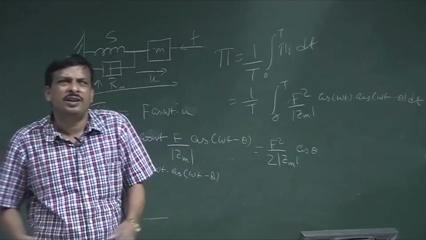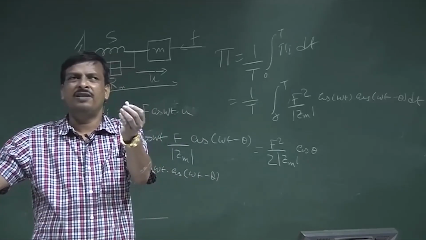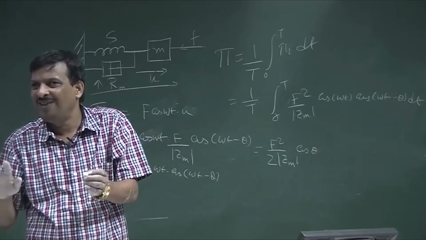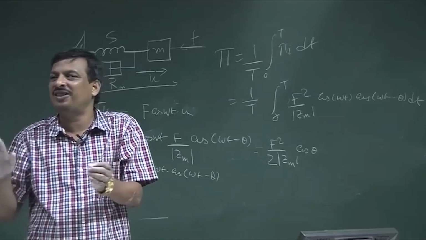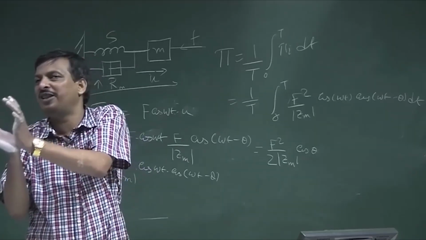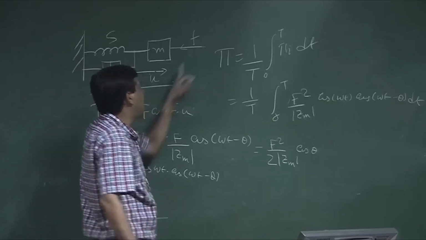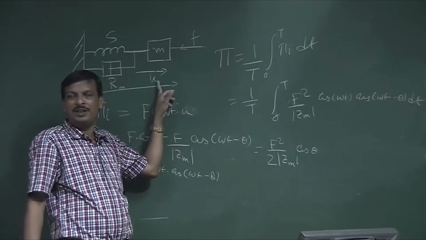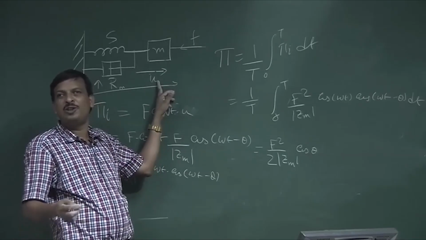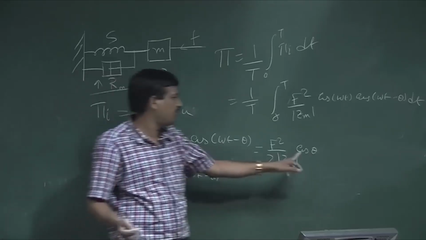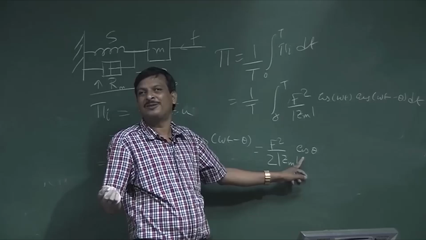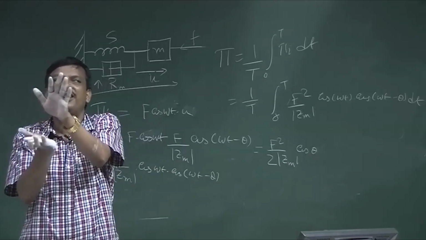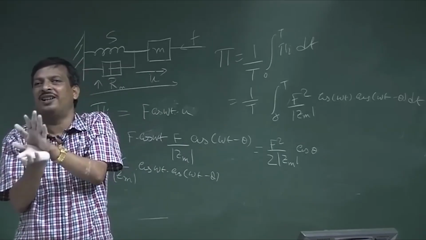Same as if I apply a voltage and a current, the total power is V I cos theta, where theta is the power factor angle between the voltage and current. Here also, if I apply a force F, power is force multiplied by the velocity, F into U into cos theta. Cos theta is nothing but the power factor. So, theta is the angle between the applied force and the velocity. In case of current, theta is the angle between the voltage and current.